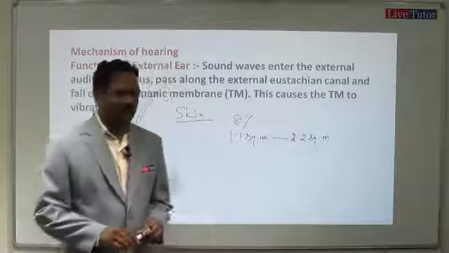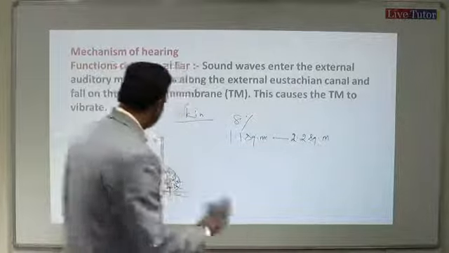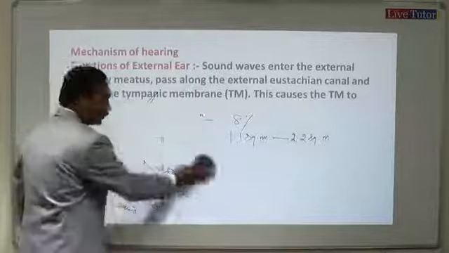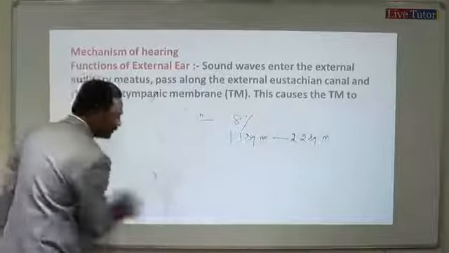Then we can see the melanin pigment. Slide. Wait.